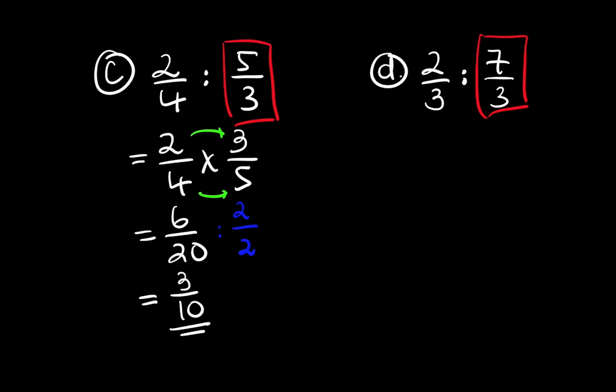For D, you have 2 out of 3 times 3 out of 7. Then this can be cancelled. So the remaining 2 times 1 equals to 2, and 1 times 7 equals to 7. Okay?